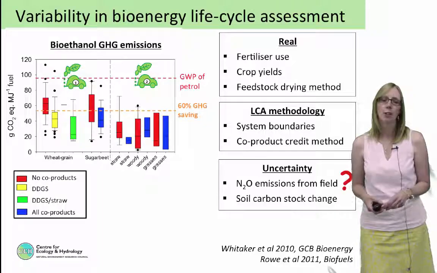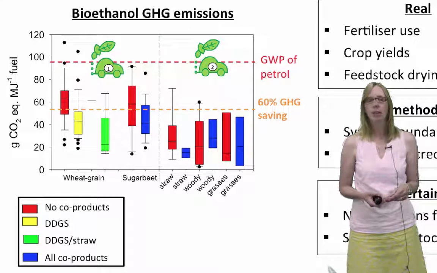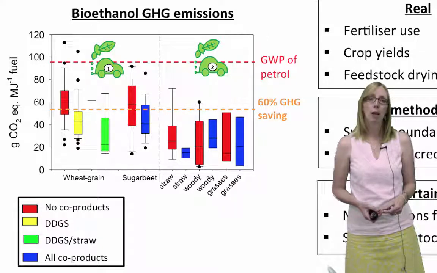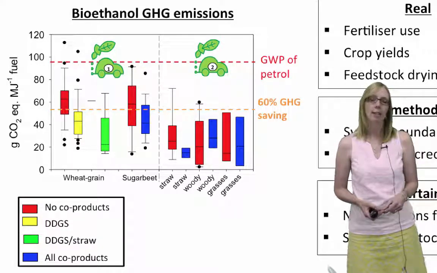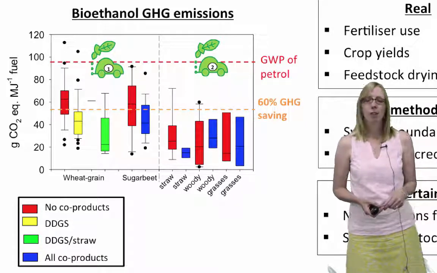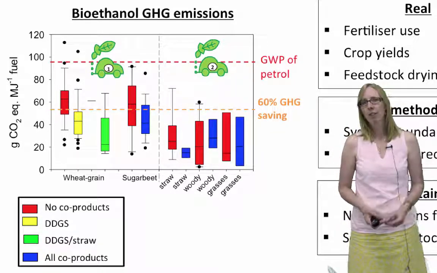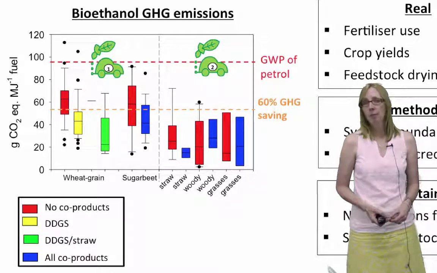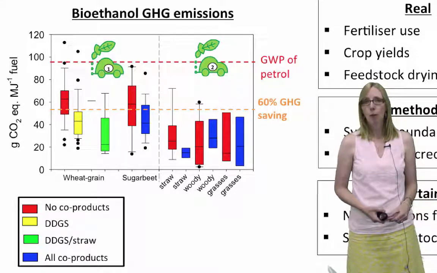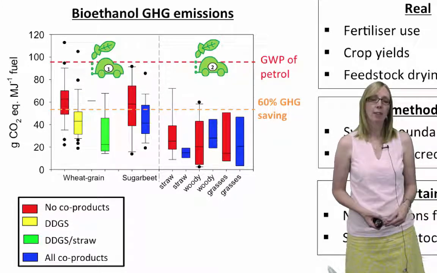So the figure on the slide shows you the summation of data from a lot of publications on bioenergy. And you can see that on the x-axis there are a number of different feedstocks being used to produce bioethanol in this case. And at the y-axis are the grams of CO2 equivalent per megajoule of fuel. The red dotted line is the global warming potential of petrol, which we're comparing the biofuel against. And the orange line is the 60% greenhouse gas saving, which is mandated by the Renewable Fuel Standard and is mandated by the EU for new biofuel plants being built. And what you can see is that there's a big range for all of these different feedstocks.